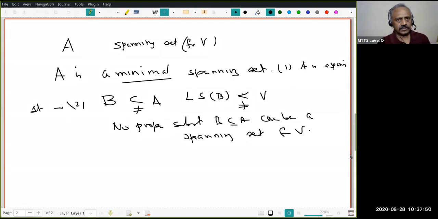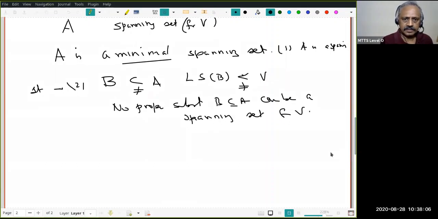See, whenever you look at some definition, it's always good to try to reformulate it in your own words. It may be right, it may be wrong, but do not hesitate. You keep doing that so that you will internalize the definition. Otherwise, you will only memorize it and chant it like a mantra. Okay? Is that clear? What is a minimal spanning set?